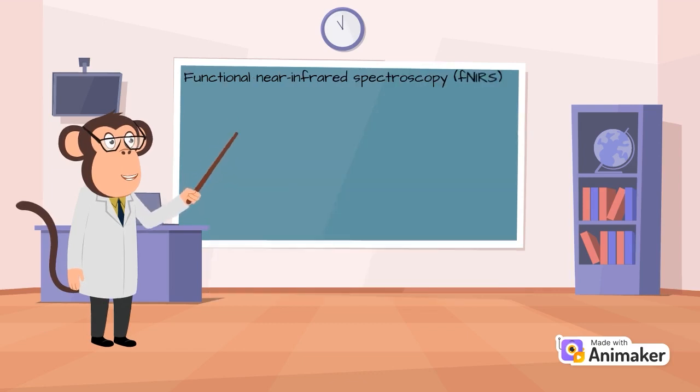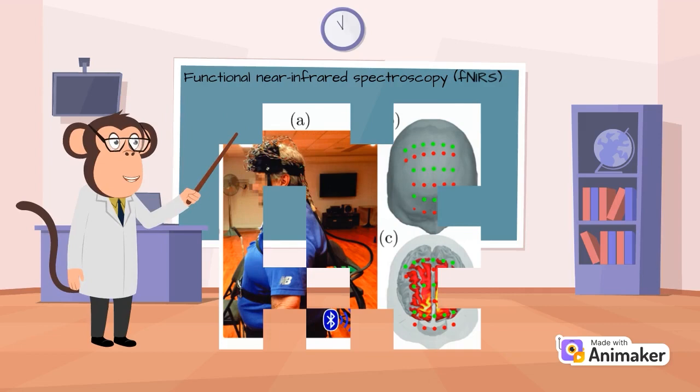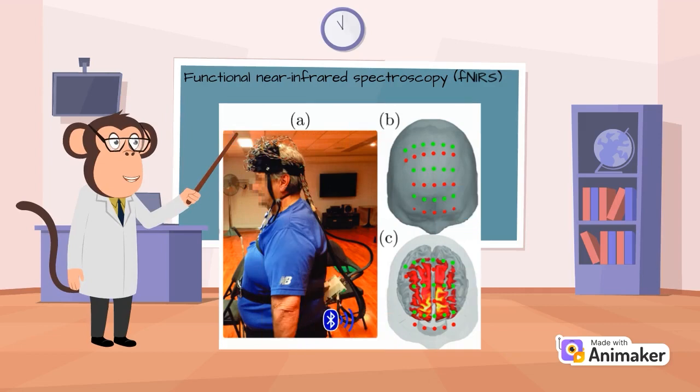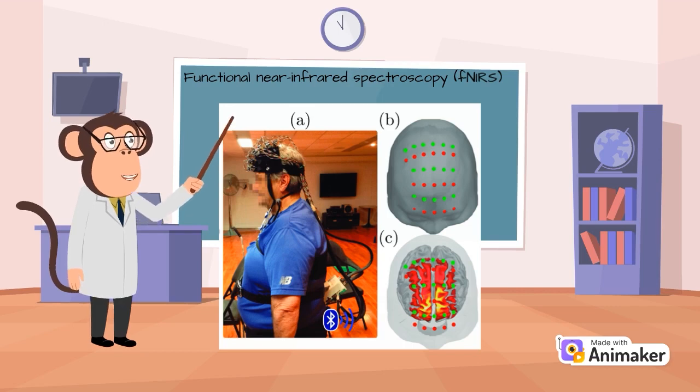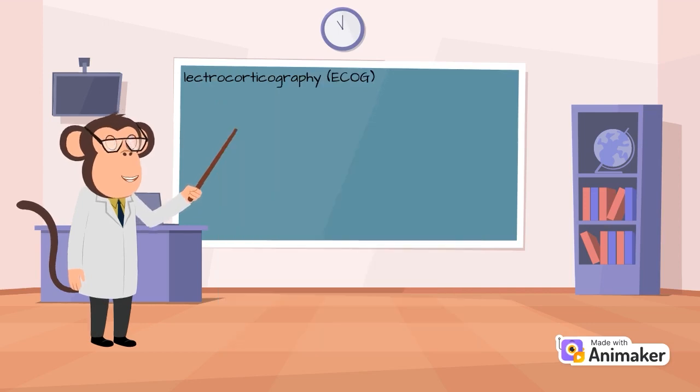Functional near-infrared spectroscopy is a non-invasive brain imaging technique that measures blood oxygenation changes. The technique is based upon the changes in absorption of light emitted by sources onto the surface of the head and measured by detectors. Functional near-infrared spectroscopy uses fiber optics to carry the signal from a head cap worn by participants to the recording instrument.